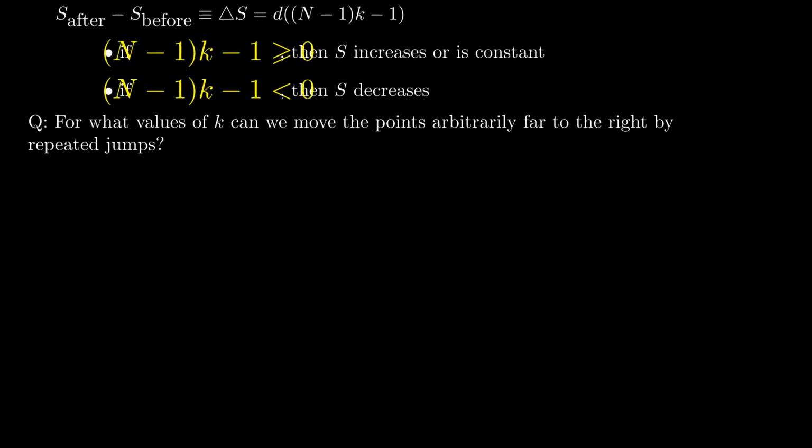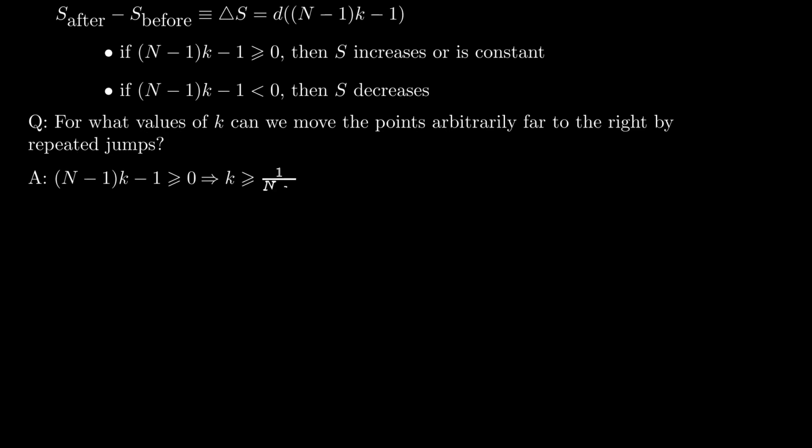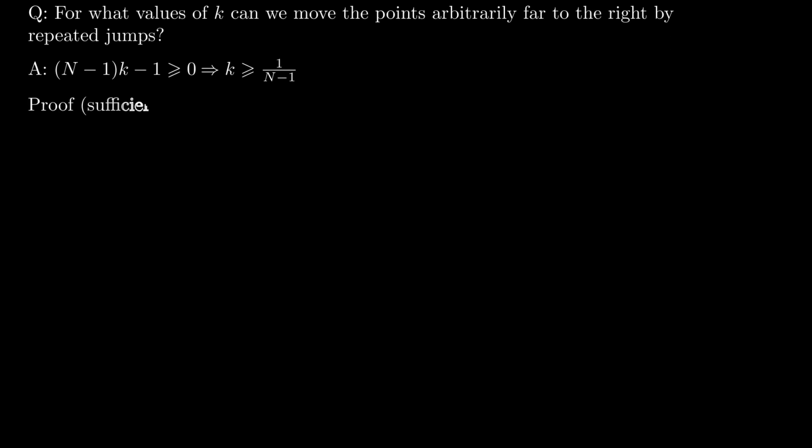The first two inequalities we just obtained can be solved with respect to k and give k greater than or equal to 1 divided by (n minus 1). This is exactly the set of good values. For these values of k points can jump infinitely to the right, and for others they can't. The only thing remaining to do is to prove this statement. Let us start with sufficiency.